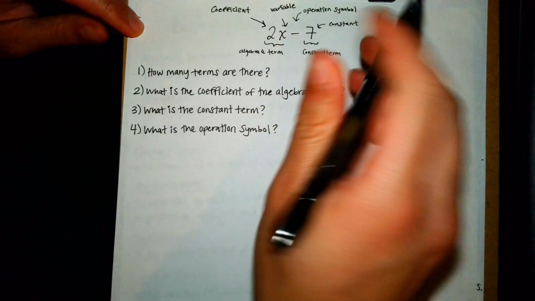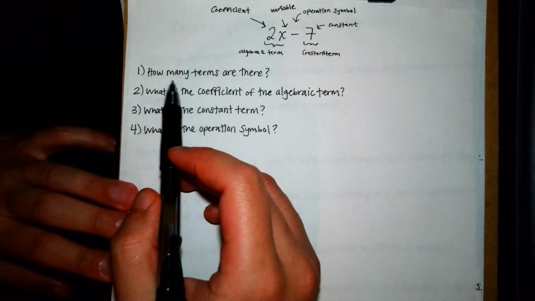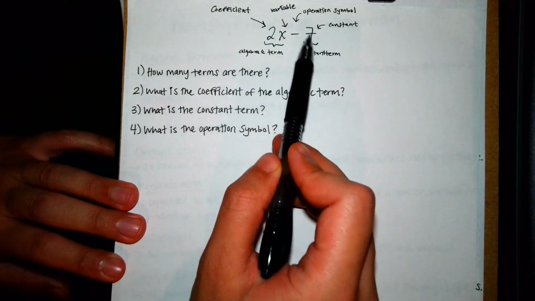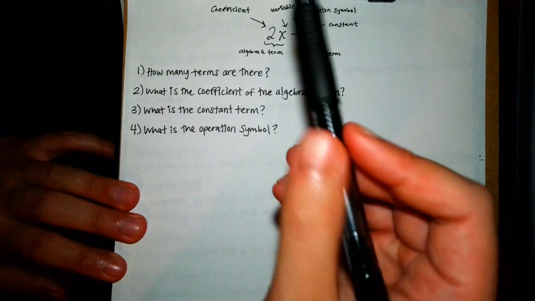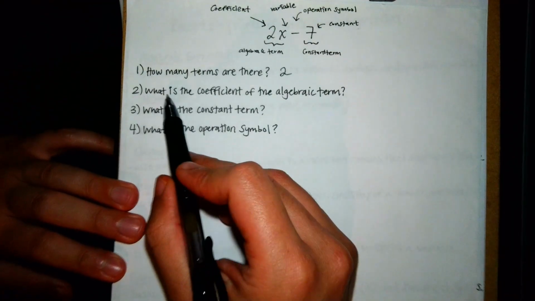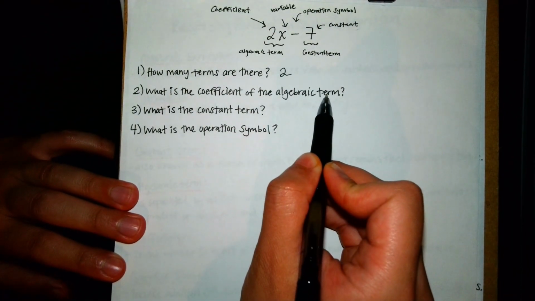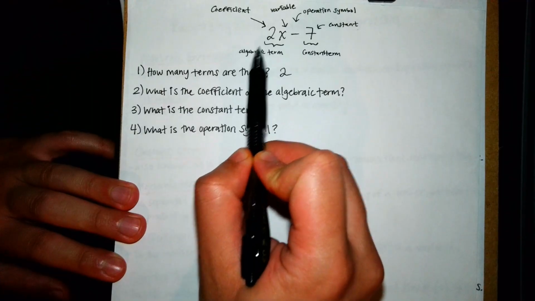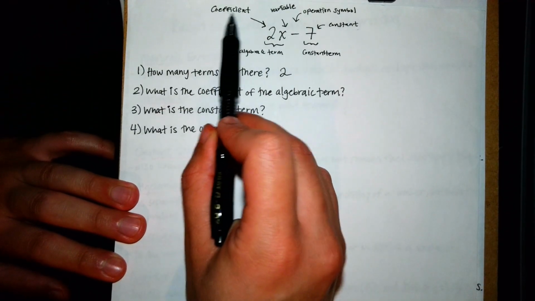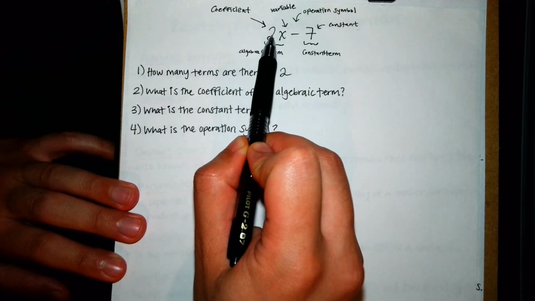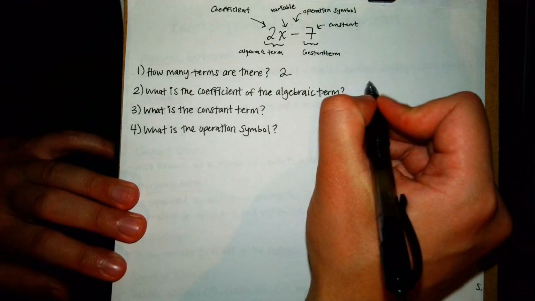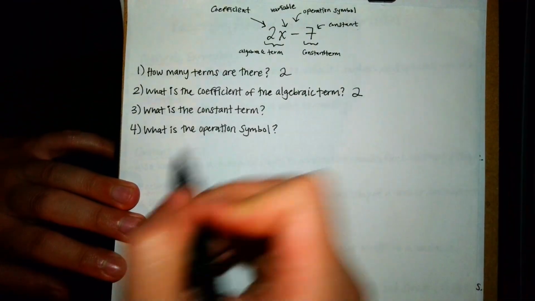Okay? Now, let's move on to the questions. How many terms are there? So we have an algebraic term, and we also have a constant term. So we have a total of 2 terms. What is the coefficient of the algebraic term? Okay, well, we already established that 2x is our algebraic term, and we said that the coefficient is 2 because it's located in front of the variable x. So the coefficient of the algebraic term is 2.